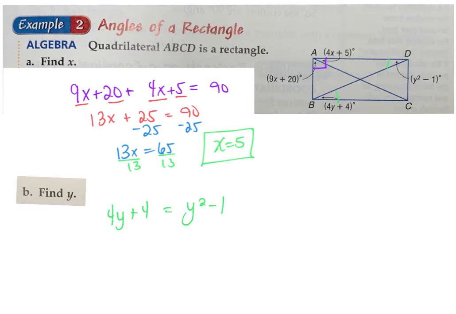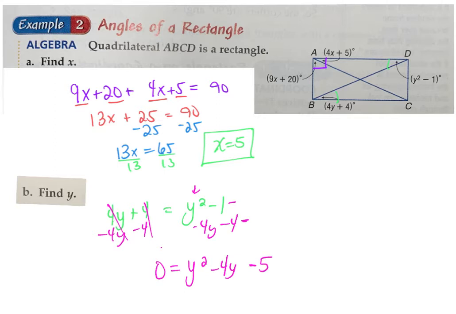Just like in our bell work, you are going to want to set them all equal to 0 here. So you want to subtract over, and I always leave my squared positive. So whatever's going to make that positive, I'm going to leave it. So I'm going to subtract my 4y and my 4 to make it equal to 0. y squared minus 4y. I have a negative 1 minus a 4. All right, so that's going to be negative 5.